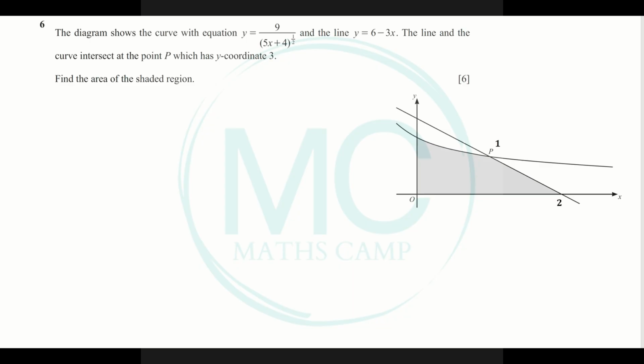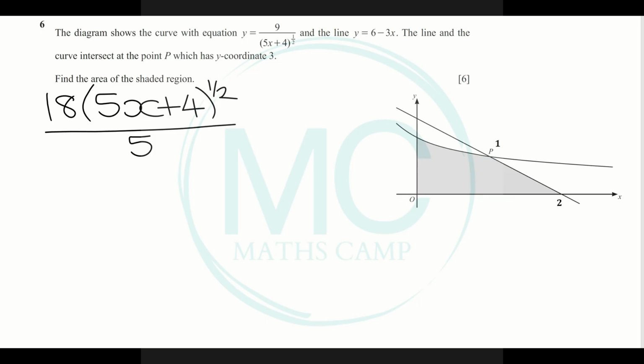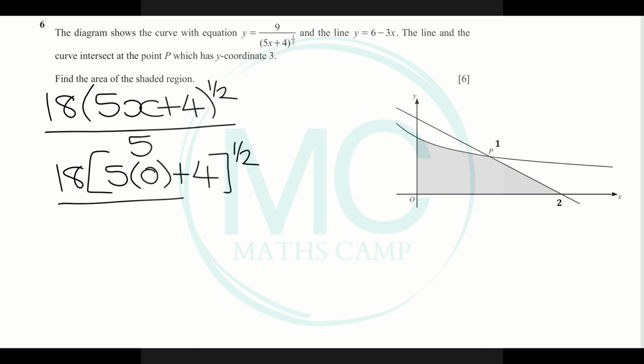But we are not working with an equation in terms of t. We are working with an equation in terms of x. So we now need to substitute the bracket back into t, and we get 18, the bracket of 5x plus 4 with an exponent of 1 over 2, all over 5. Now we can find the area under the curve between x values of 0 and 1. Let's start with 0. All you have to do is substitute 0 into x, and we get 18, the bracket of 5 multiplied by 0 plus 4, close the bracket with an exponent of 1 over 2, all over 5.